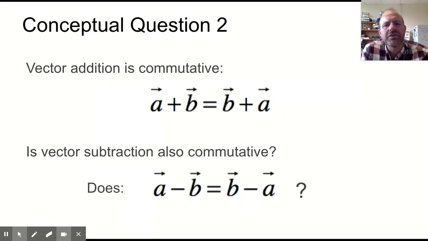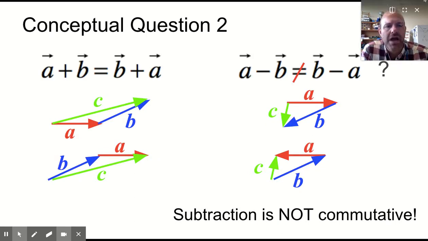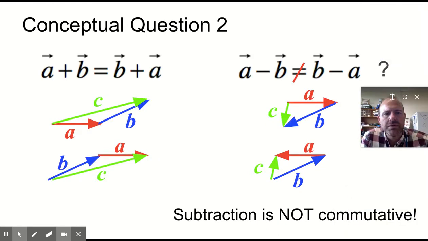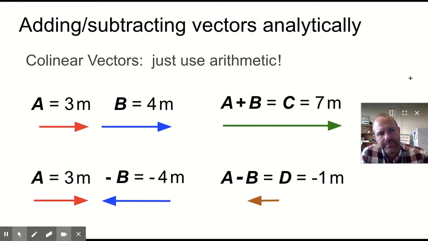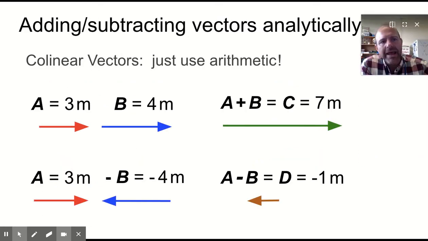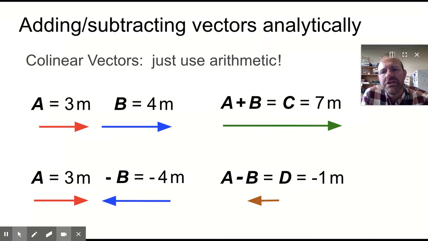If vector addition is commutative, is subtraction also commutative? It turns out that it is not, right? If you subtract a vector A from B, you will get a different answer than B from A, right? So you just have to watch out for that one. If you want to add and subtract them analytically, it's much easier to use collinear vectors, right? Two vectors in the x direction, either they're positive or negative, just add them together and you'll get the answer. Doesn't matter. That works very nicely.